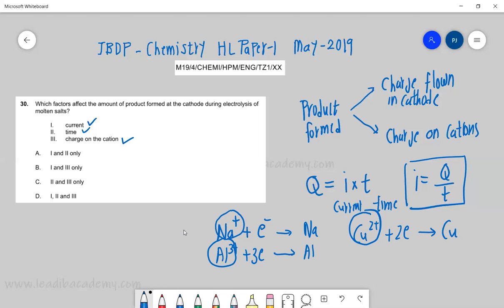And so this is basically as per Faraday's law. Very conceptual, but very simple concept. Hope this is clear. So it means that it depends on all three factors, 1, 2, and 3. So the correct option is D.